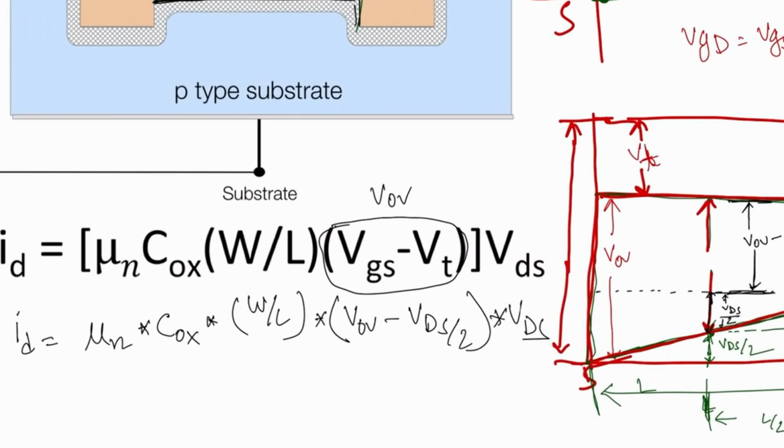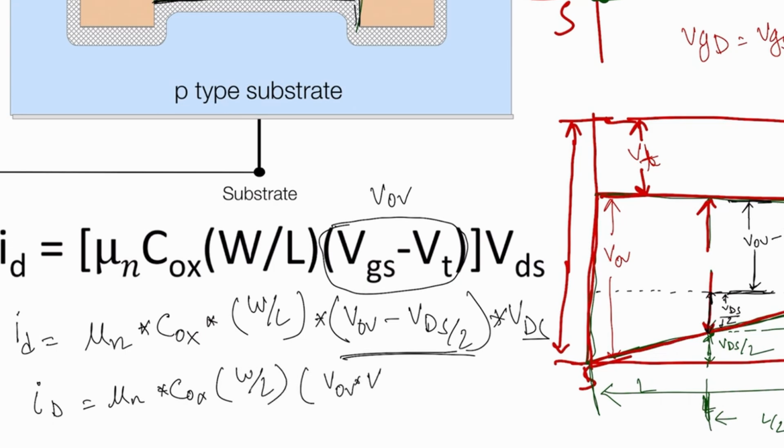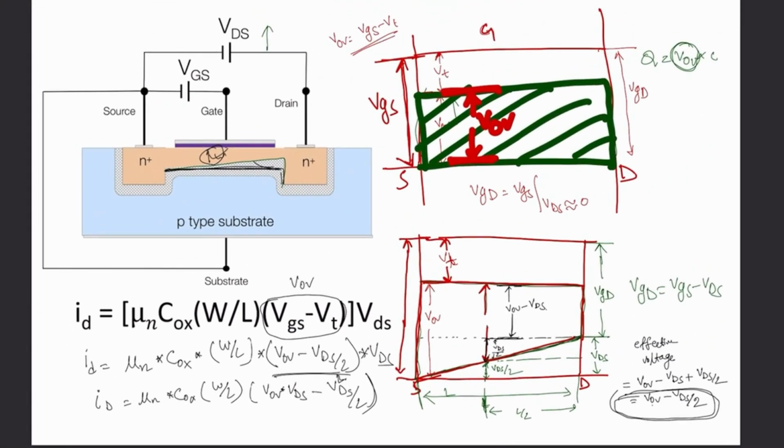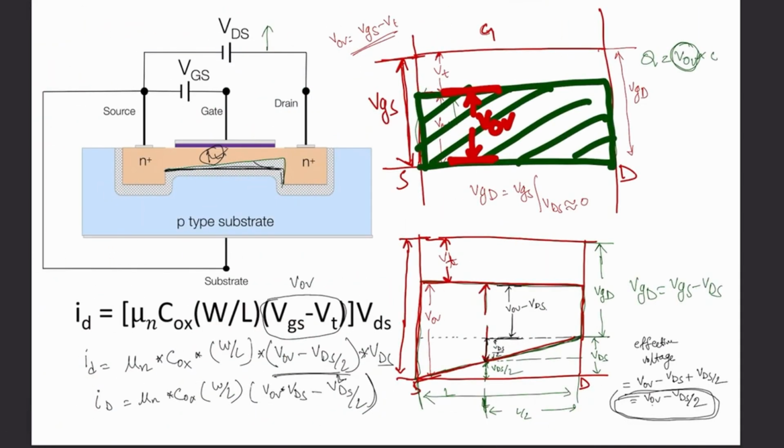The only thing is the concept. If you understand the concept, you will easily understand why the current equation changed to this one. So I can write down ID is equal to mu n COX W by L, VOV multiplied by VDS minus VDS by 2 whole square. Now I think you can easily understand why the current changed, so I just copy this one.